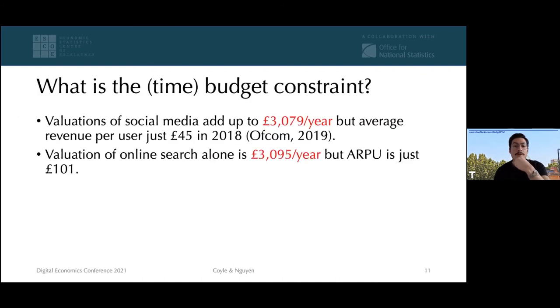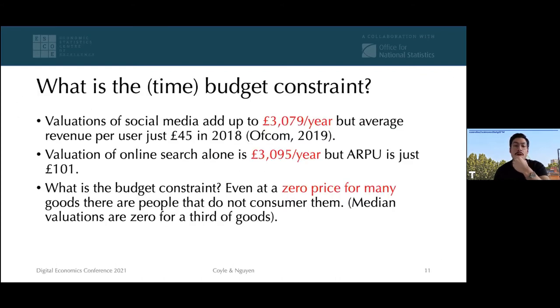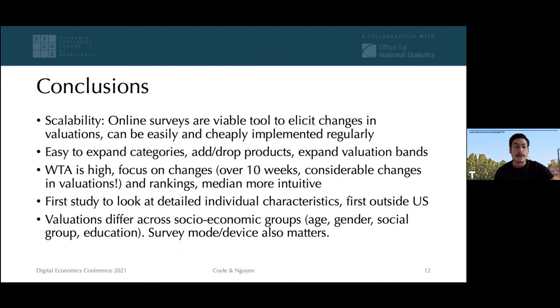And we struggle with the budget constraints. If you're not paying for something, what is the real budget constraint? That has to be something around the value of time, so that's something we're doing some further work on at the moment. The conclusion is that we think these online surveys are highly scalable, so they are actually a viable tool to elicit these changes in valuations.